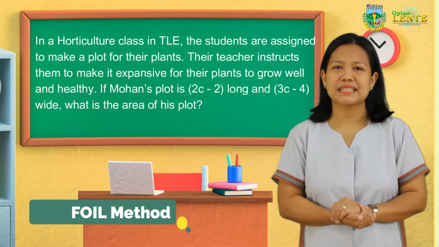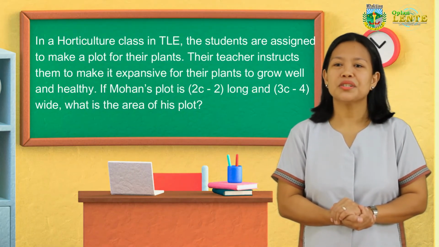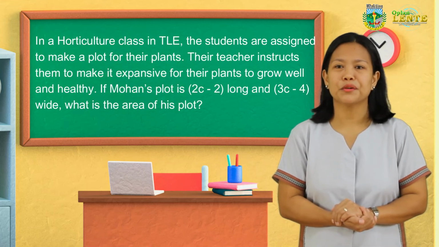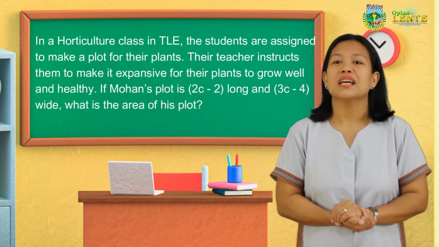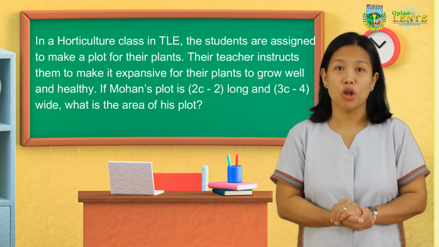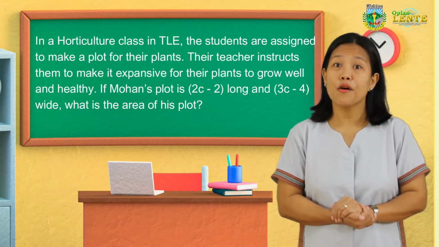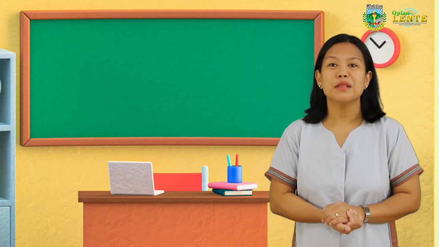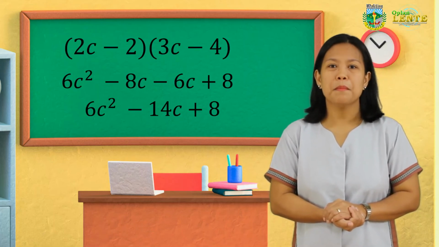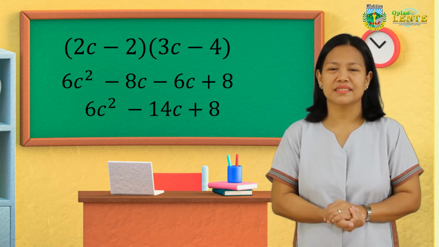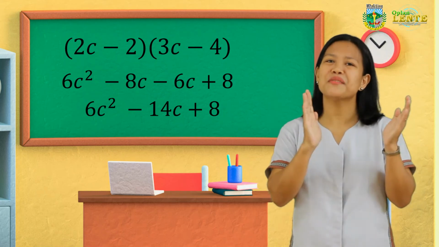In a horticulture class in PLE, the students are assigned to make a plot for their plants. Their teacher instructs them to make it expansive for their plants to grow well and healthy. If Mohan's plot is the quantity of 2c minus 2 long and the quantity of 3c minus 4 wide, what is the area of his plot? Using the FOIL method, the area of Mohan's plot is 6c squared minus 14c plus 8. If you have the same answer, you got it right. Very good.